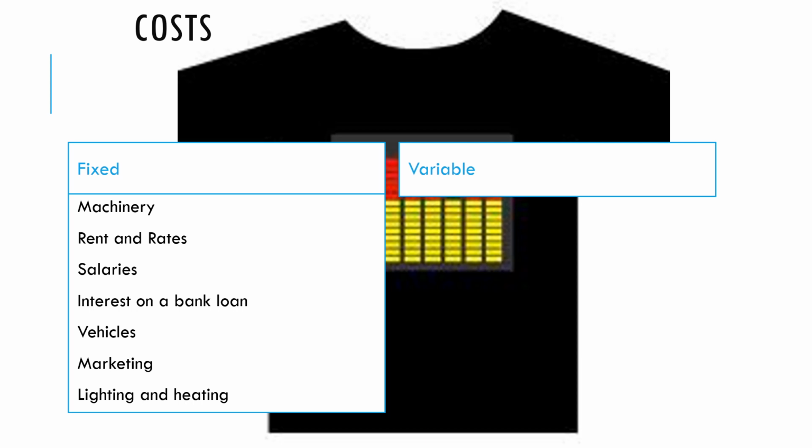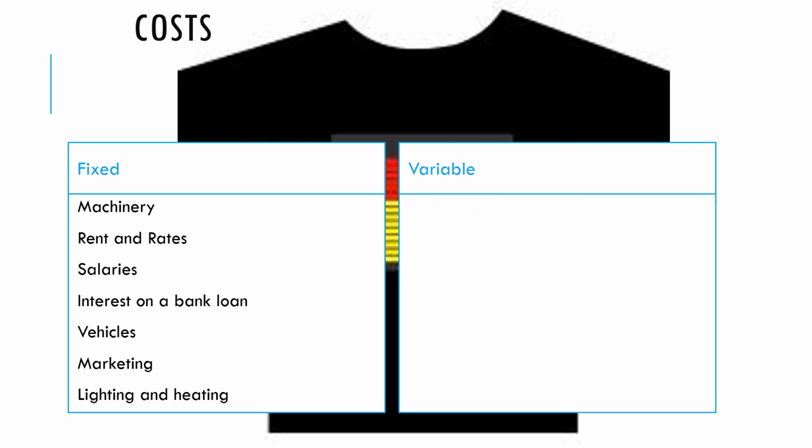Let's see what the variable costs were as well. These were the variable cost items: raw materials, wages, and power. If you think about it, in t-shirt manufacturing, raw materials, things like ink and t-shirts, the more of those things that the business bought, the higher the cost would be. So these costs are variable. They do change with the level of output.